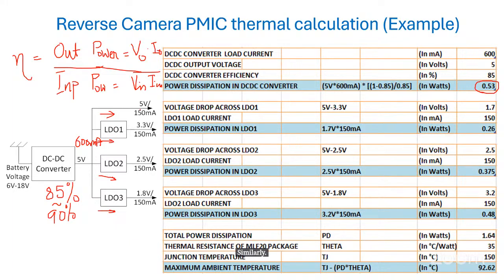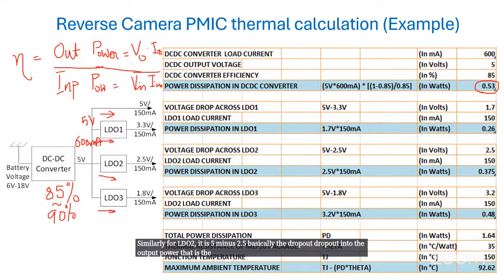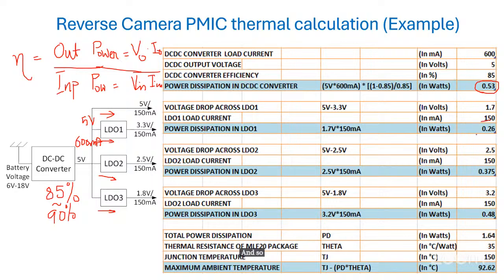Similarly, when you do this for all the LDOs, based on the output voltage, the input supply is 5 volt. For LDO 1, the supply voltage is 5 and the output voltage is 3.3, so the wastage is 5 minus 3.3 times 150 milliamps. Similarly, for LDO2, it is 5 minus 2.5, basically the dropout times the output current. That is the power wasted in the LDO. So the numbers you end up with are 0.26 watt, 0.375 watt, and 0.48 watt. If you add all of them, you get about 1.64 watt. What does this mean? To deliver this load current at different voltages, the self-heating or power wastage of the chip is simply 1.64 watt.